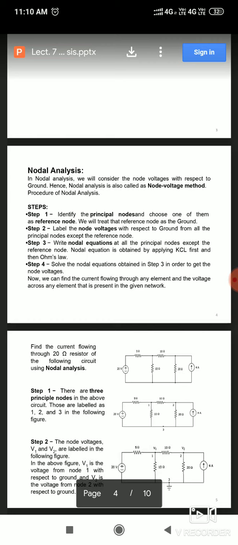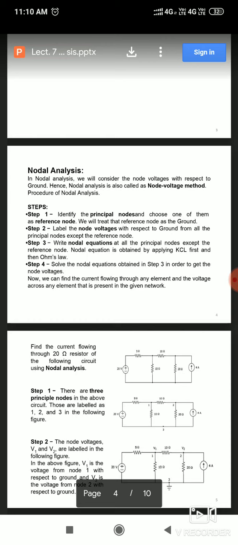Step one is to identify the principal nodes and choose one of the nodes as a reference node. मग तुम्हाला काय करायचं आहे? प्रिन्सिपल नोड किती आहेत त्या सर्किटमध्ये ते आयडेंटिफाय करायचे. समजा दोन आहेत किंवा तीन आहेत. Once you identify the number of principal nodes, then one of the nodes you have to consider as a reference node. त्या रेफरन्स नोडलाच आपण काय म्हणायचं? ग्राउंड नोड. So you have to mark according to that.